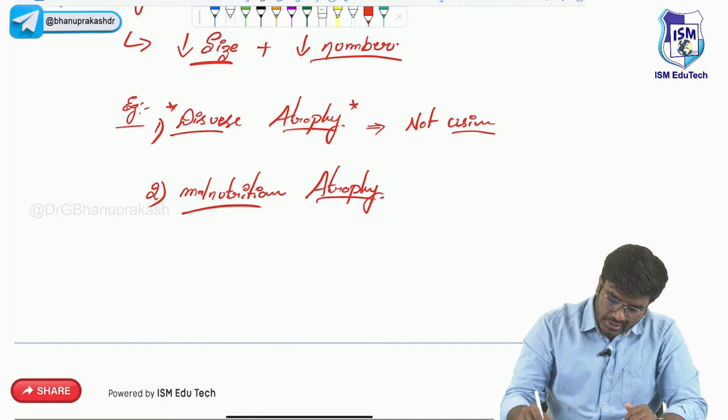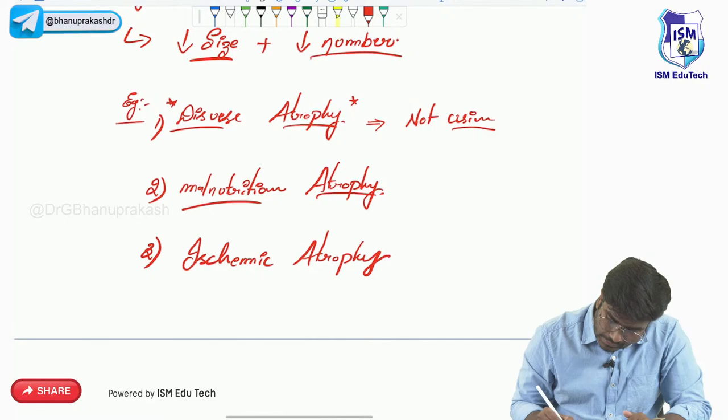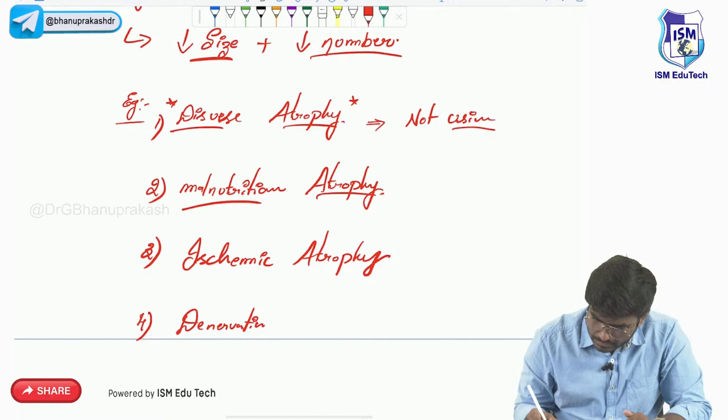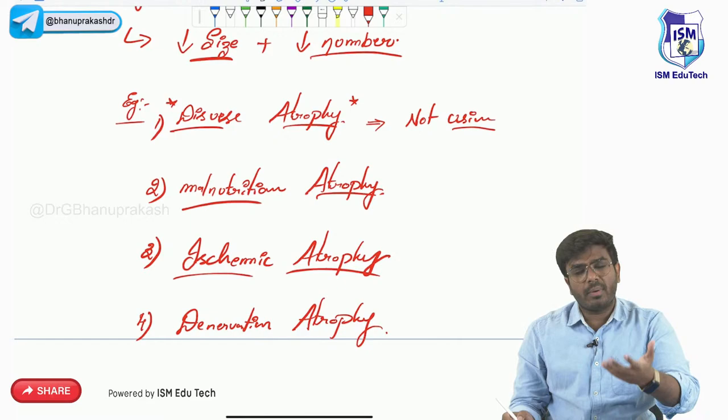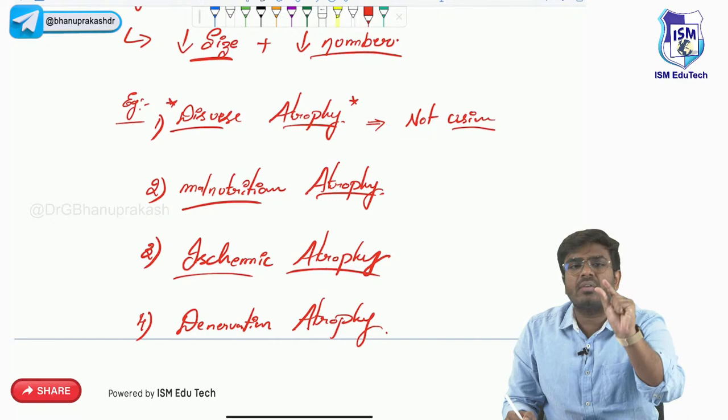So this is malnutrition atrophy. And there is something called ischemic atrophy, and denervation atrophy. Ischemic atrophy means I am not giving the proper blood supply. Because of some occlusion, proper blood is not going. If proper blood is not going, then nutrients are not going, so automatically the organ will shrink in size. So atrophy means shrinkage in size of an organ, due to both a decrease in the size of the cell as well as the number of cells.